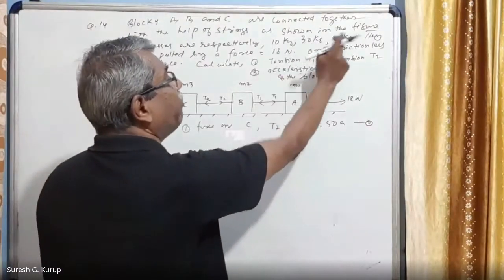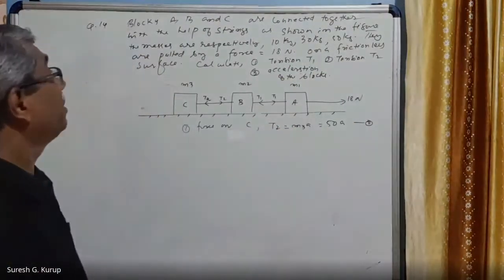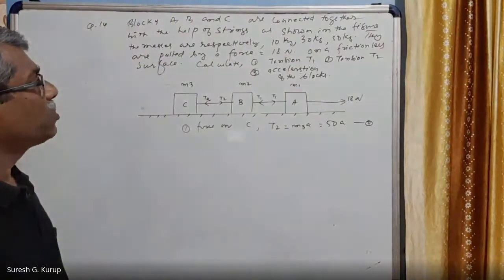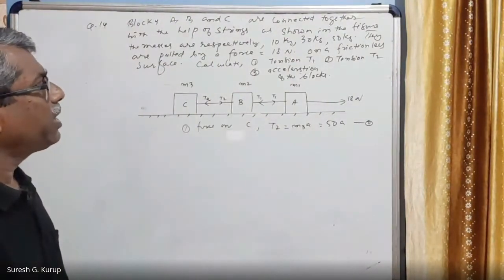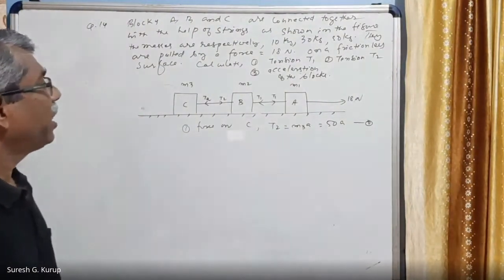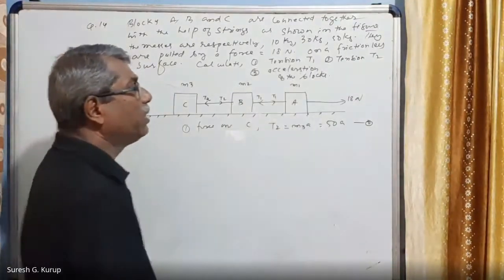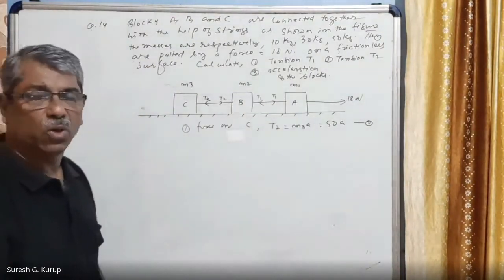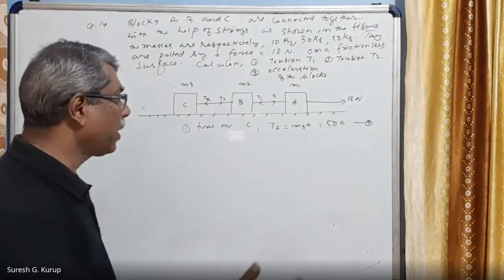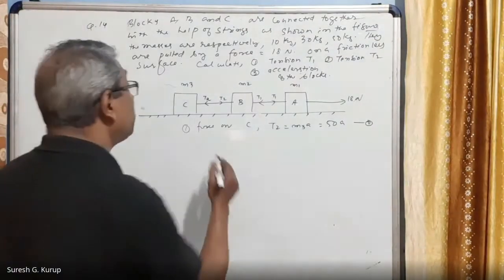Three bodies with strings, and the masses are 10 kg, 30 kg, and 50 kg. They are pulled by a force of 18 Newton on a frictionless surface. There is no friction. Smooth surface means frictionless surface. Okay.